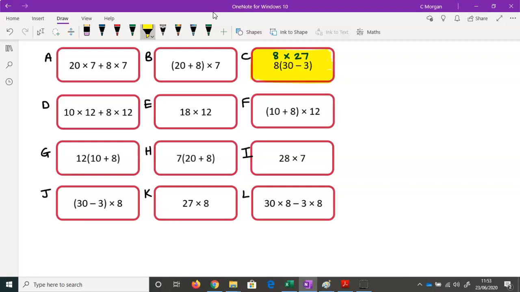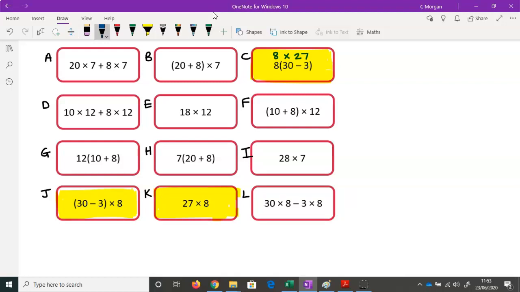If I look at K, I've got 27 lots of 8. So I know, of course, that they must mean the same thing. But if I have a look at J, I can see that 30 take away 3 multiplied by 8 is the same as K, 27 lots of 8. So I think J, K and C are all the same.